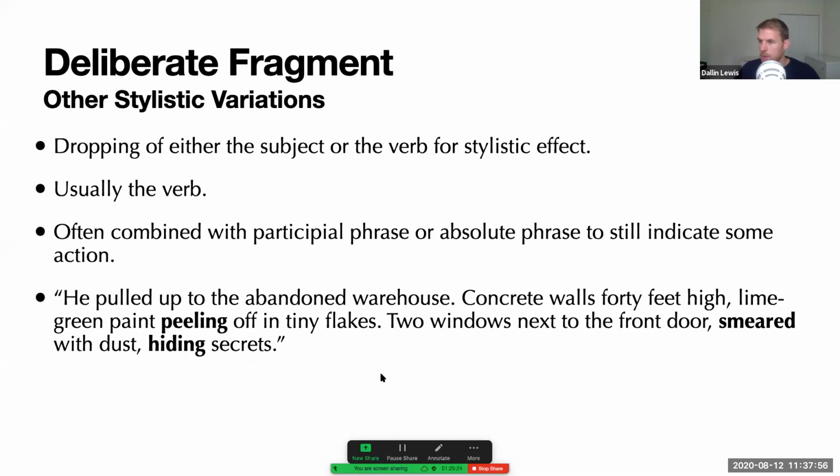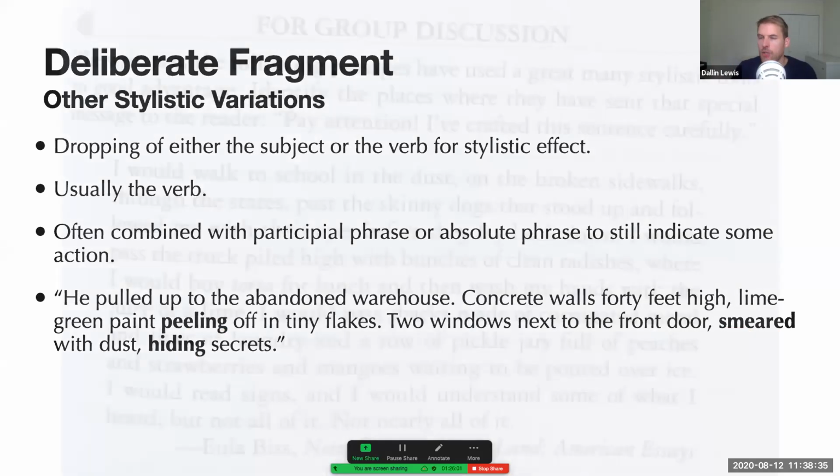He pulled up to the abandoned warehouse. Okay, that's an independent clause. Concrete walls 40 feet high, lime green paint peeling off in tiny flakes. Notice how there's no tense verb here. We do have this participial phrase, peeling, that modifies the paint. Two windows next to the front door, smeared with dust, hiding secrets. Again, these windows are modified by these participial phrases. And that is giving it a sense of action, or maybe not quite movement, of meaning without using a tense verb.